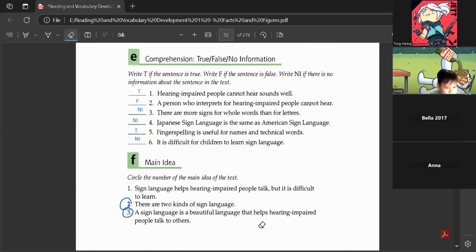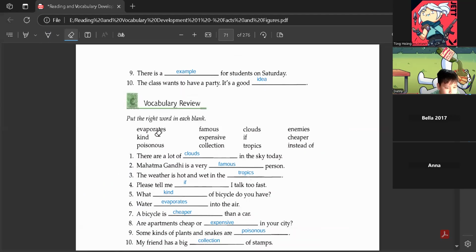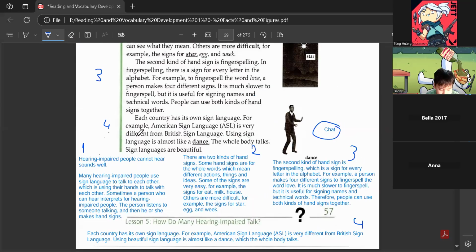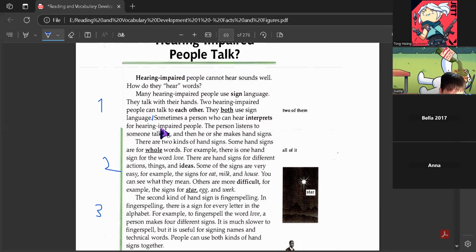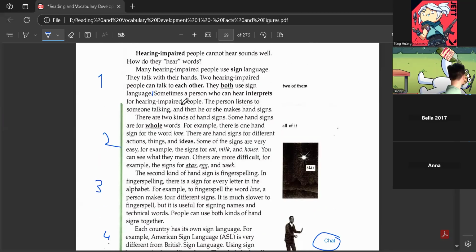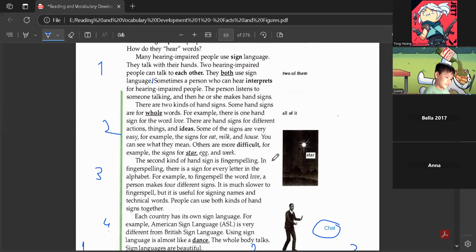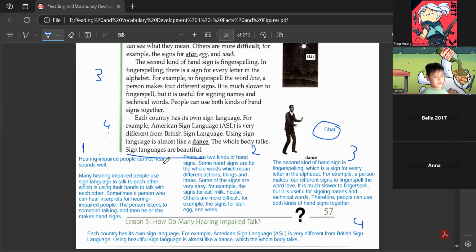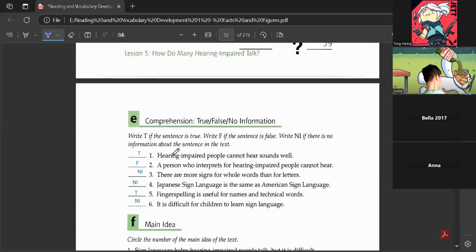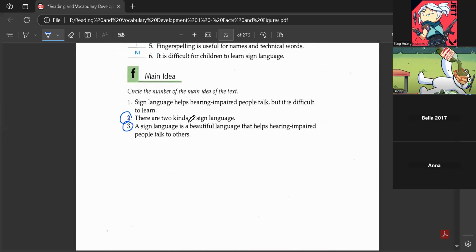Sign language is beautiful and helps hearing impaired people to talk to each other. Okay. Sign languages are beautiful. Throughout this, they say that this helps people to talk. They talk with their hands, two people can talk with each other, they communicate. The sign language in the whole text talks about how it helps people to communicate. And in the fourth paragraph, they say that therefore sign languages are beautiful. So the main idea of the text is these two sentences. All right.